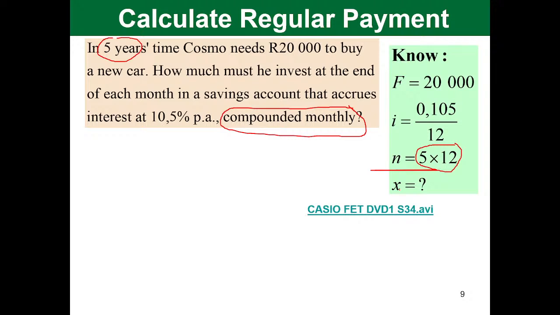I'll give you a minute or two. Please try and do this and see the corrections. After that, we'll call it a day.